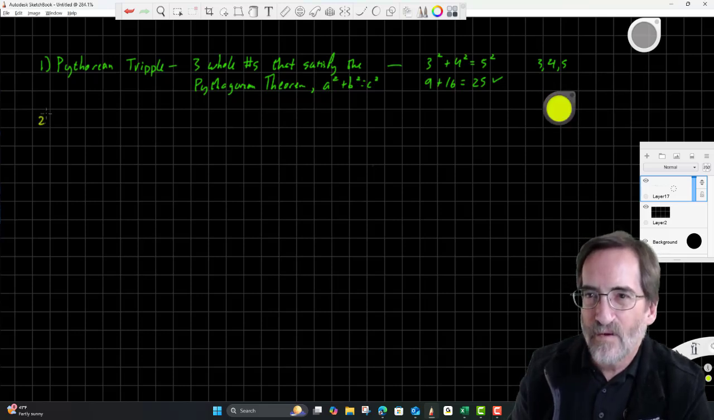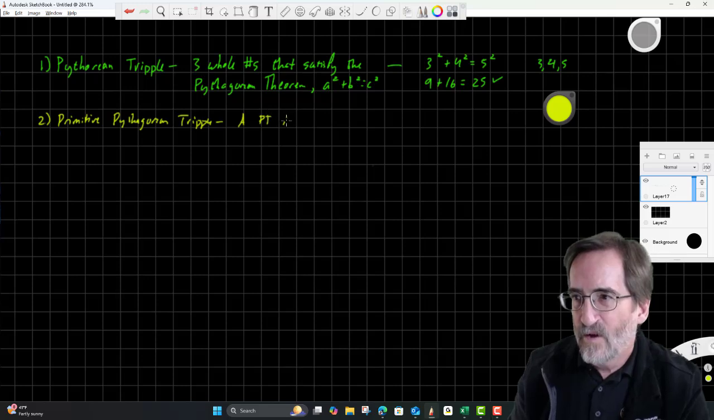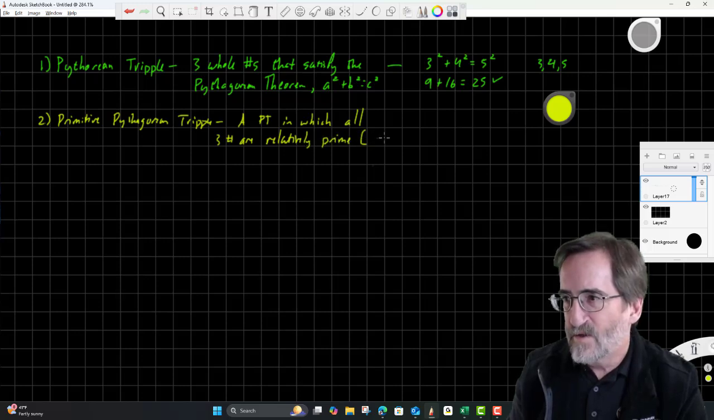Number 2. Primitive Pythagorean triple. A Pythagorean triple in which all 3 numbers are relatively prime. That means nothing divides all 3 evenly.